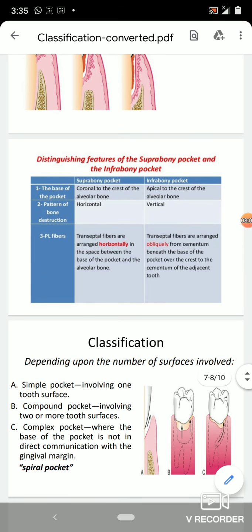Coming to infrabony pockets, they are again classified by bone defects: one wall defect, two wall defect, and three wall defect. A one wall defect is where only one bony wall is intact, whereas in two wall defects, two bony walls are intact. In three wall defects, three bony walls are existent. One wall defect is also known as uniseptum.